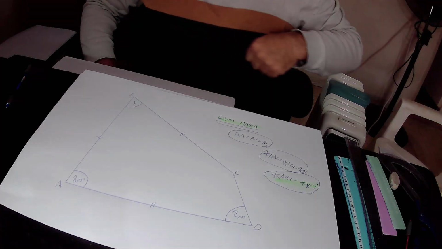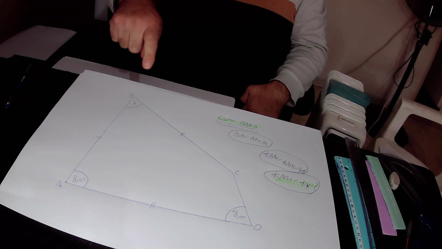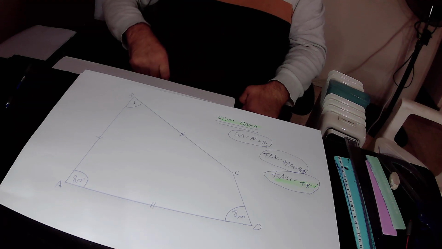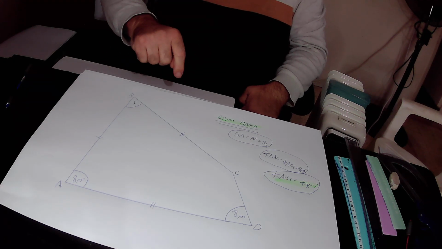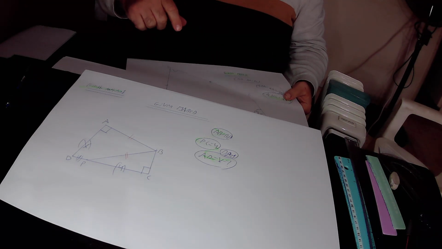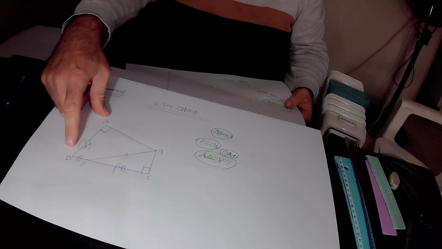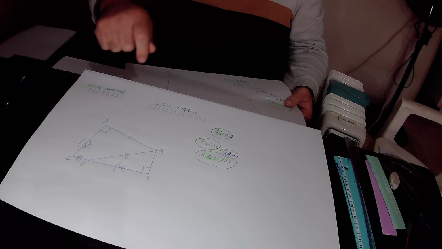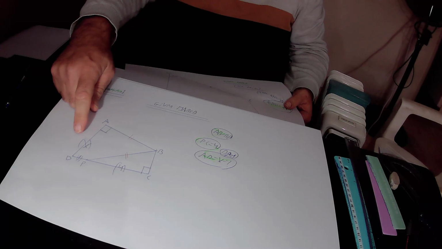Hello, in this lecture I will answer two questions. In the first question we find out the size of this angle ABC, which is equal to x. We have to find out the value of x, angle x. In the second question we find out the length of this line segment AD, which is equal to x. So we have to find out the length of x.